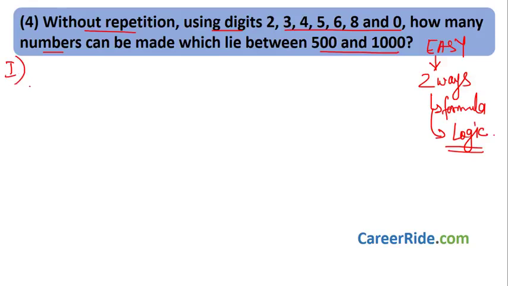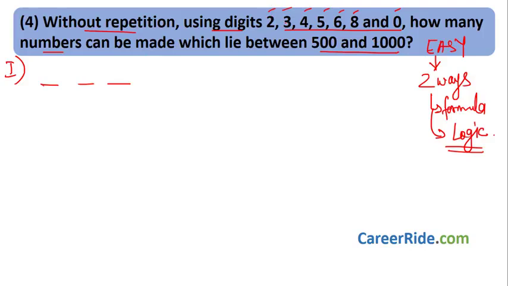Now what is given over here? Without repetition, so repetition should not be there, and we have to make numbers which lie between 500 and 1000. So the number has to be 3 digits, because we want a number which is more than 500 and less than 1000. What possible choices are given? 2, 3, 4, 5, 6, 8 and 0. If we take the first digit of the number as 2, will it lie between 500 and 1000?